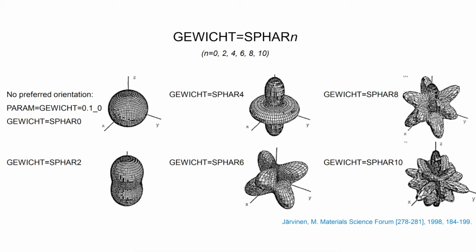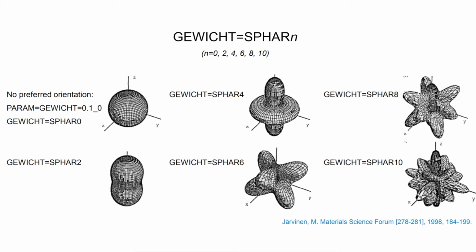And as we go up to 6th, 8th, and 10th order, we use increasingly complex models for preferred orientation. And as you can see with an SPR10 at the bottom right, we can model extremely complex orientation models. And it is questionable whether or not this has still some actual physical meaning.